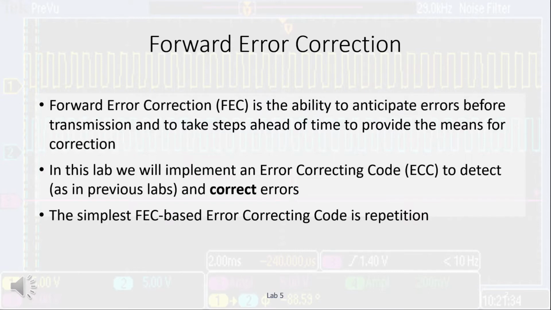The idea behind forward error correction is the ability to anticipate an error before it occurs, and to take steps ahead of time in order to provide the means for error correction. In this lab, we're going to implement an error correcting code to detect, like we saw in previous labs, but also to correct for errors. And we haven't done this yet. The simplest FEC-based error correcting code is that of repetition.